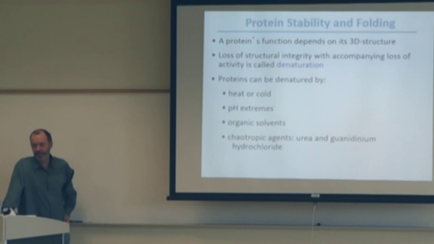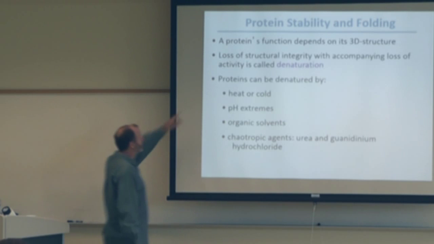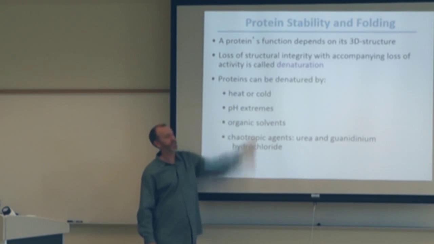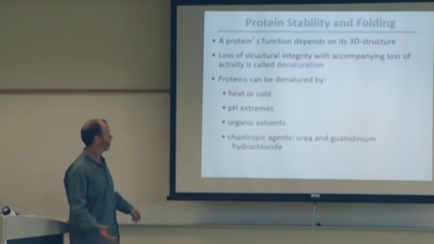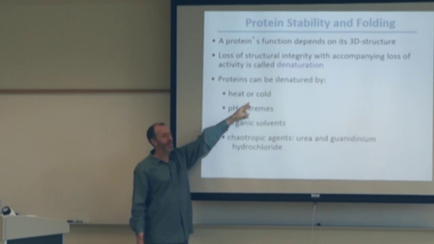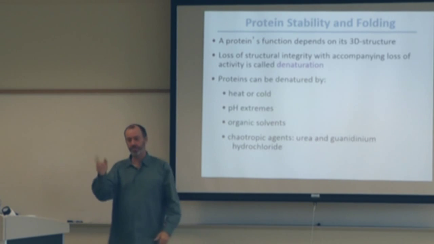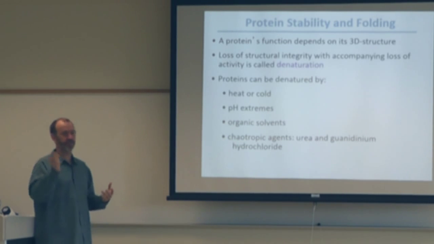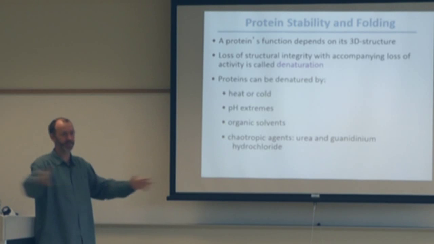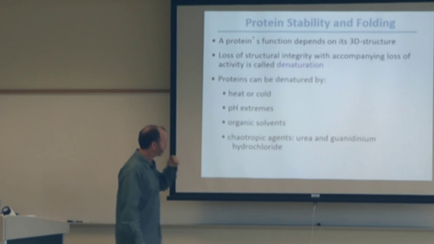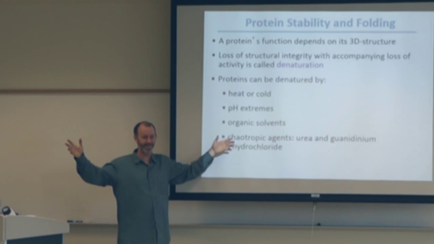So protein stability and folding. A protein's function depends on that three-dimensional structure. If you lose that integrity, it's accompanied by a loss of activity, and that's known as denaturation or unfolding. If you unfold that protein, it's not going to be able to be active anymore. We can denature proteins by adding heat or cold. If you put energy into that system, it's going to give it more entropy, allow more rotations around different bonds, and it's going to cause it to unfold. If we put energy into it, you can break hydrogen bonds, and it's going to unfold. In extreme cold, you might need something to be able to rotate.